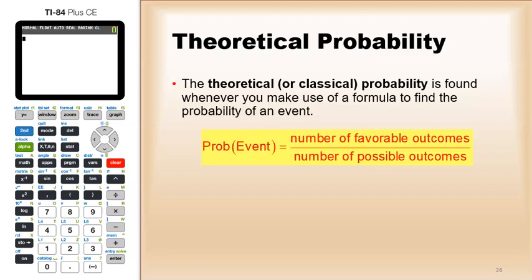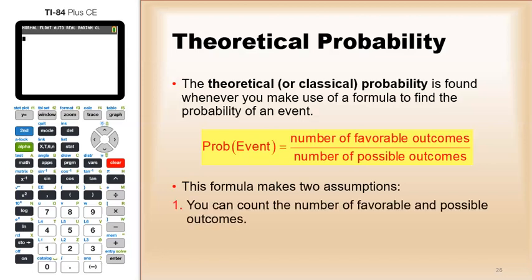Now, for this formula to work, we need to make two assumptions. First, we need to be able to count the number of favorable and possible outcomes. So we need to assume we can count those. We also need all the outcomes to be equally likely. For instance, if I want to find the probability of heads when I flip a coin, I need to assume that heads and tails are equally likely. And then the theoretical probability of heads would be 1 favorable outcome, heads, divided by 2 possible outcomes, so 1/2.